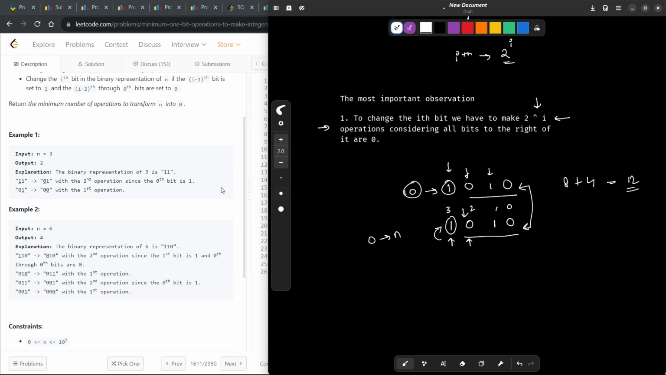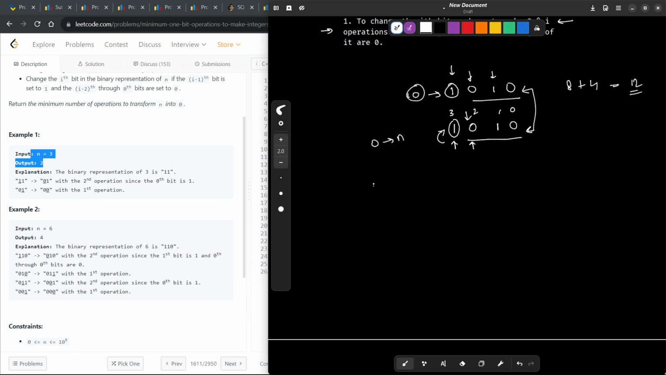Now let us consider these 2 examples that are given to us in the sample. So 3 is like this. Now starting from 0, this is the 0th bit, this is the first bit. So I want to change this particular bit. How many operations will it take me? It will take me 2 raised to the power I operations, that is 2.